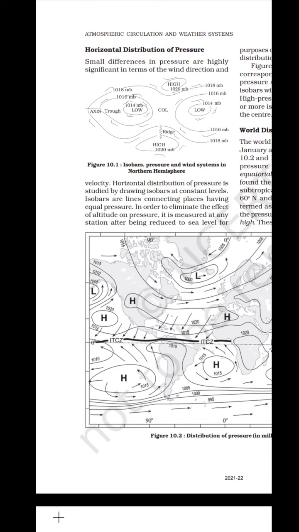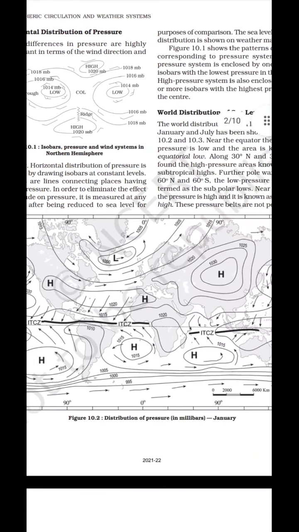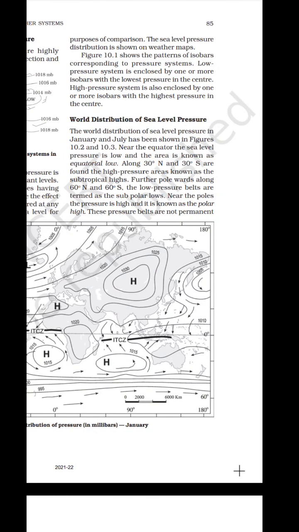In order to eliminate the effect of altitude on pressure, it is measured at any station after being reduced to sea level. For purposes of comparison, the sea level pressure distribution is shown on weather maps. Figure 10.1 shows the pattern of isobars corresponding to pressure systems. A low pressure system is enclosed by one or more isobars with the lowest pressure in the center. A high pressure system is also enclosed by one or more isobars with the highest pressure in the center.